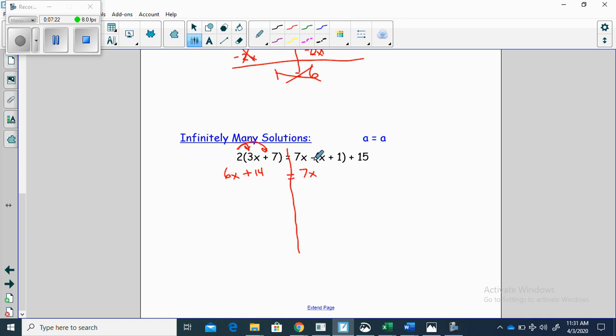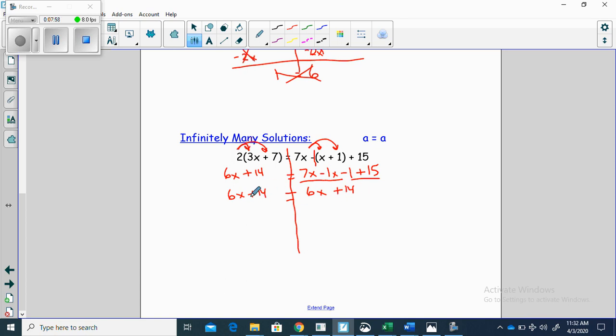Now we've got 7x, and since there's nothing in front of it, we know there's an assumed 1. Negative 1 times x is negative 1x. Negative 1 times 1 is negative 1. Okay, let's bring down what we have here. Collect like terms. 7x minus 1x is 6x. Negative 1 plus 15 is 14. I've got 6x plus 14 is equal to 6x plus 14.